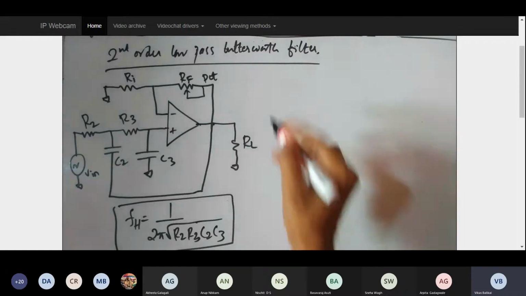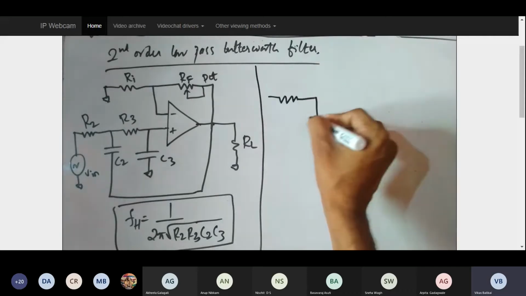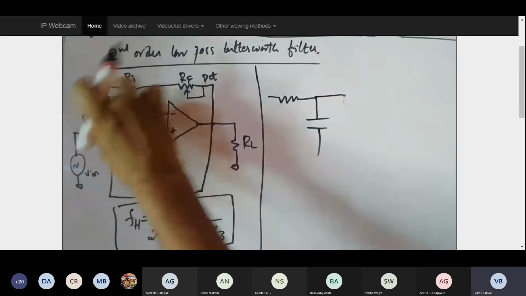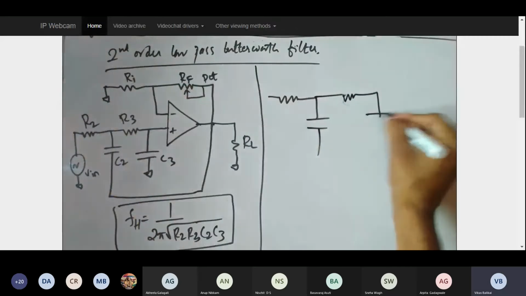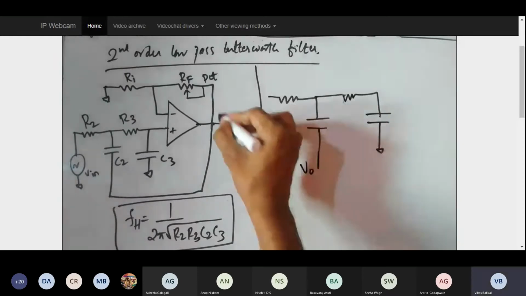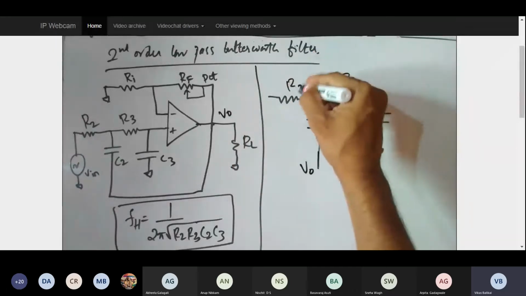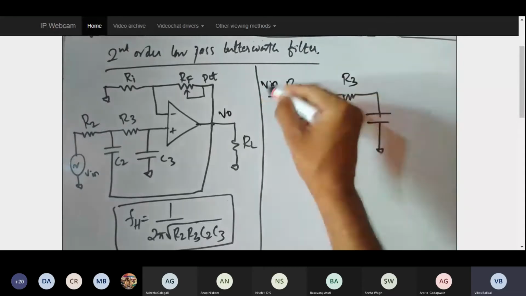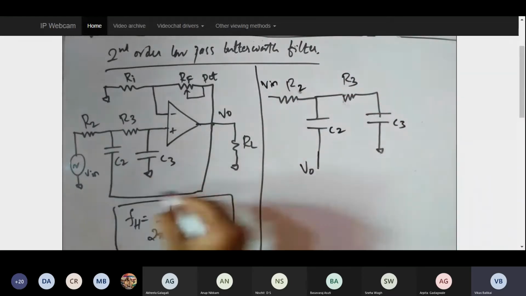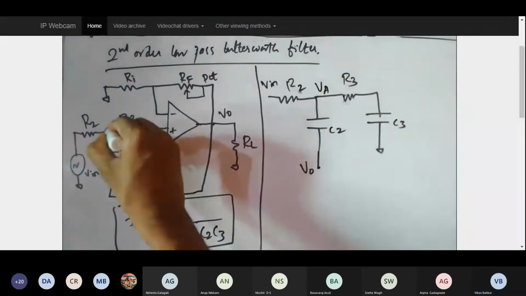Okay, let me just try to give you a glimpse of how the derivation begins. So now I am giving you a simple circuit of this network. What you can see over here: R2, R3, C2, C3 and another. So that circuit, only that I am going to consider. So R2, R3, here will be Vin, C2, C3. And since this portion is going to V0, I'm mentioning here as V0. And let me call this node as VA. So this is my VA and this is my V1.